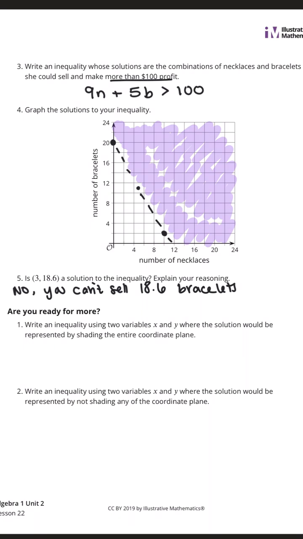The last question asks, is 3, 18.6 a solution to the inequality? Explain your reasoning. If we look at that point on the graph, 3, 18.6 would be like in here somewhere. So technically, yes, that is in the shaded part of the graph, but in reality, you can't sell 18.6 bracelets. Okay, that's the last part of lesson 22 I'm going to go through with you in the video.